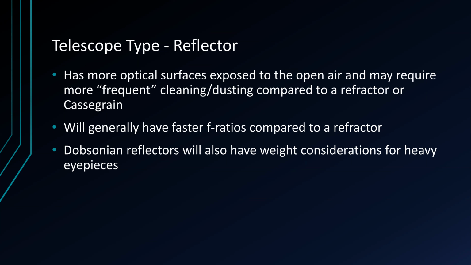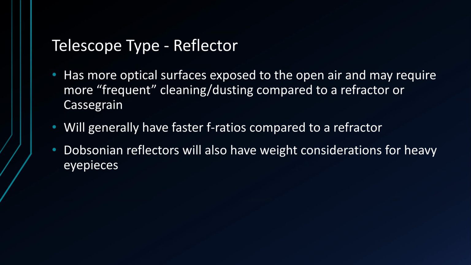But if you're one of those people that's just really picky and likes having clean equipment. The benefit of these, in addition to their cost, is they will generally have faster F ratios compared to a refractor. So this generally means you're quicker to pick out fainter and fuzzier objects on a Newtonian than you would be on a refractor, just because of that focal speed difference. But they'll also typically have more magnification, because they have a larger aperture, which also helps with the focal length. So, just some additional things to think about.